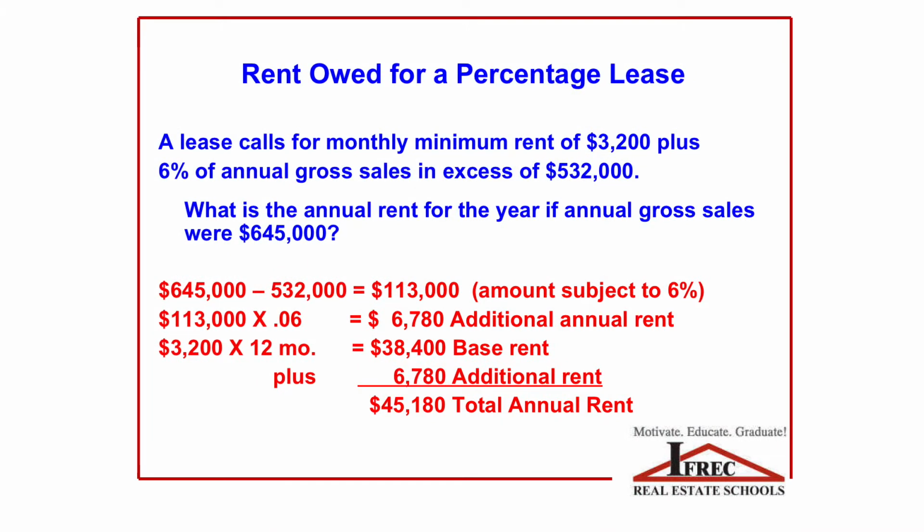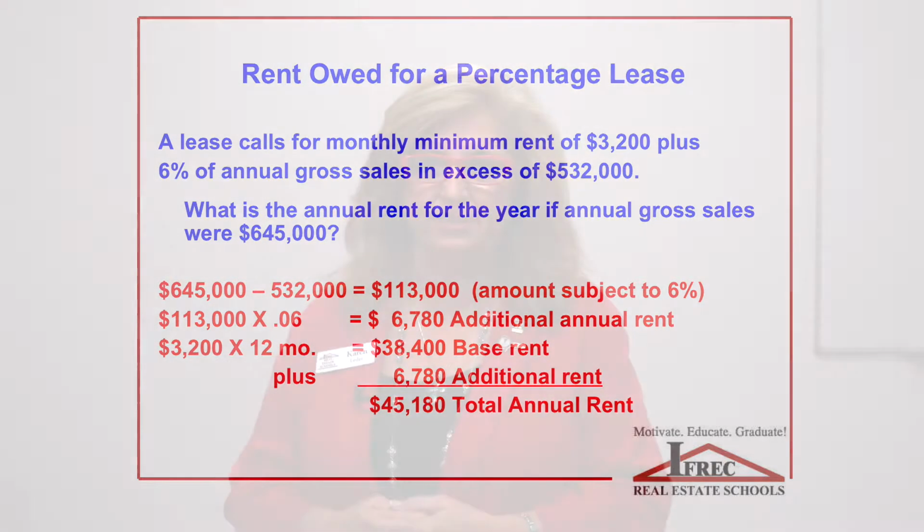So in this one, we would take the $645,000 in total sales minus the $532,000 in minimum sales to get a difference. And the difference is $113,000. Those are the sales subject to the percent that's shown in the problem.